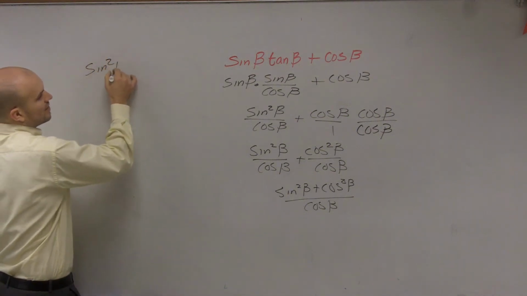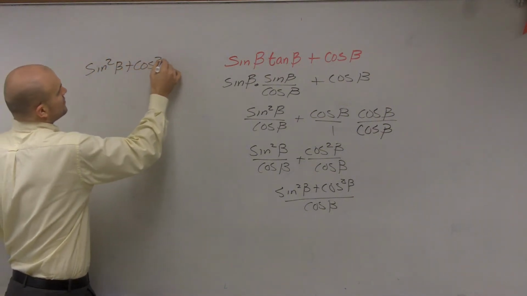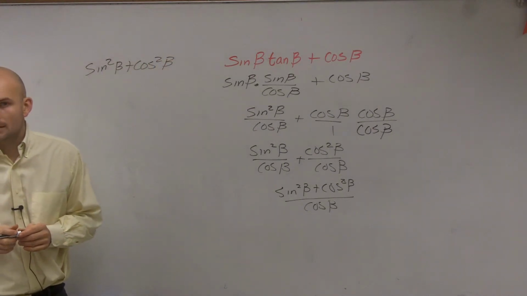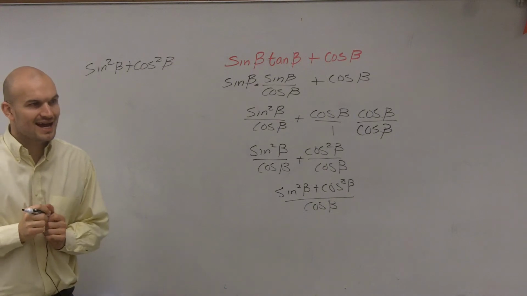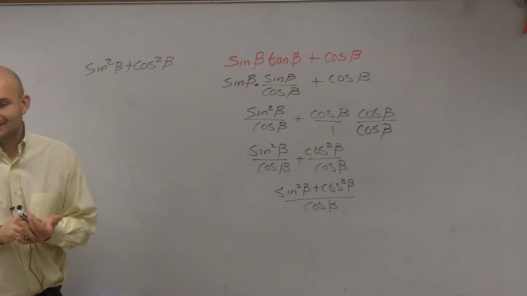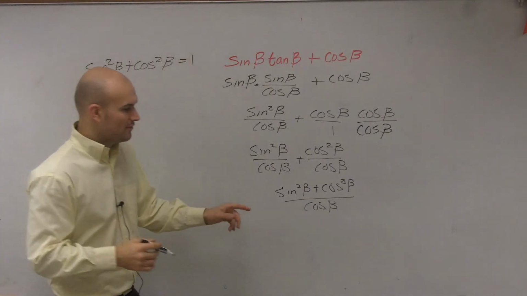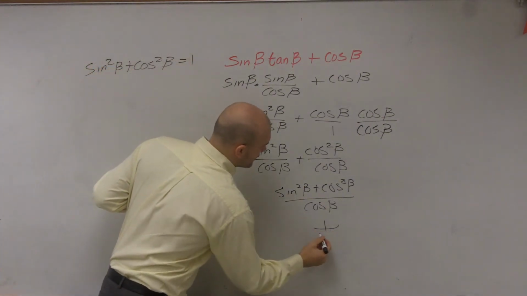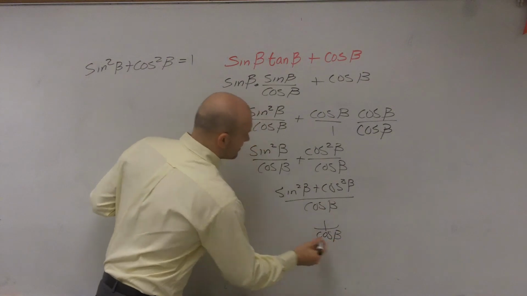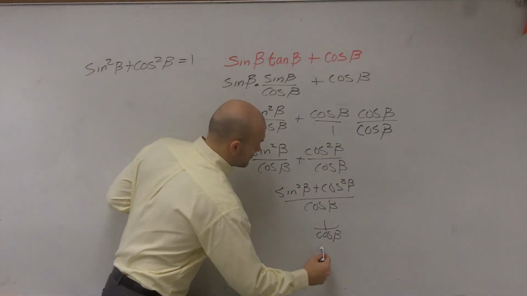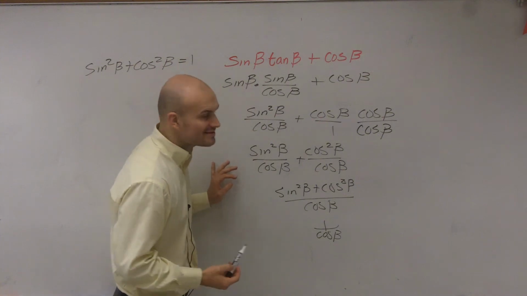So you have sine squared of beta plus cosine squared of beta. And we know that is going to be equal to what? In your Pythagorean identities, page 354. 1. So therefore, we have 1 over cosine of beta. And 1 over cosine of beta is secant of beta.